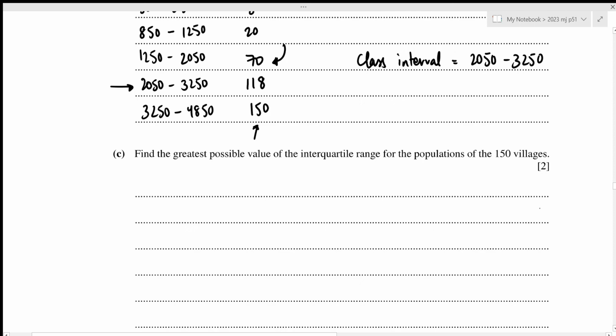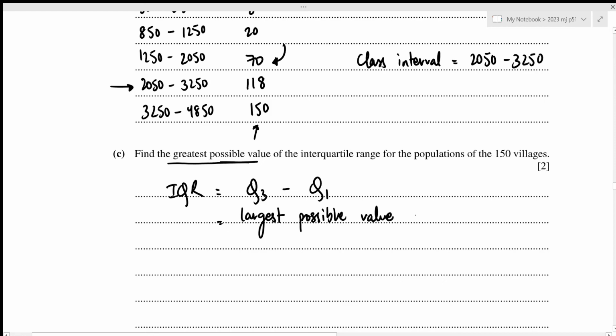All right. Now for the third one, we need to find the greatest possible value of the interquartile range for the populations of 150 villagers. So whenever we're trying to calculate the greatest possible value, the interquartile range itself is quartile 3, which is our upper quartile, minus the lower quartile, right? But rather than figuring out the accurate values for our upper quartile and lower quartile, what we do is we take the largest possible value for upper quartile and we take the smallest possible value for lower quartile.